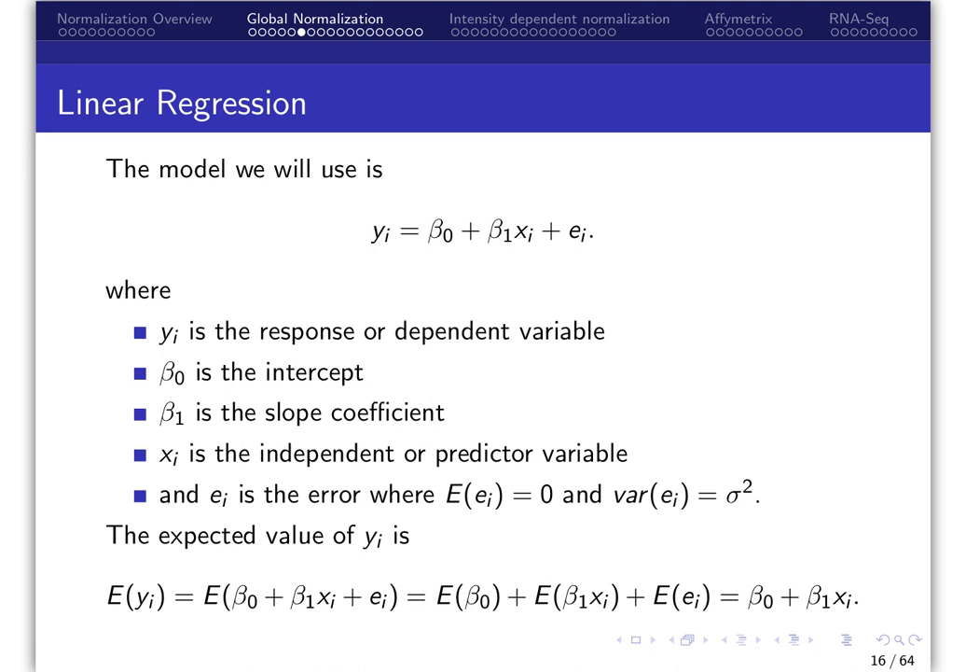where y sub i is the response or dependent variable, beta naught is the intercept, beta 1 is the slope coefficient, x sub i is the independent predictor variable, and e sub i is the error, where the expected value of e sub i equals 0 and the variance of the error terms is sigma squared. Thus, the expected value of y sub i is given by this equation, which can be simplified by noting that the expectation of e sub i is 0.